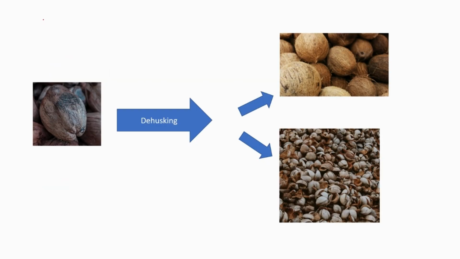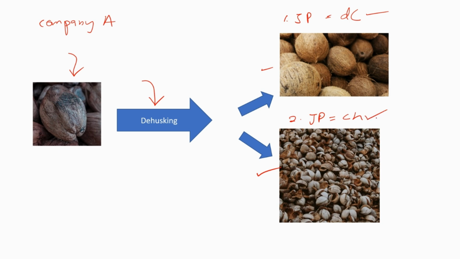Now let's consider this example. Company A buys coconuts from farmers. So coconuts are the raw material for this company. Then these coconuts will undergo a common production process, which is dehusking. After this common production process, we can easily identify two products. These are the joint products. The first joint product is the dehusked coconuts. The second joint product is the coconut husks. Both of these products have their own markets and market values. So Company A can sell dehusked coconuts and coconut husks to other companies.